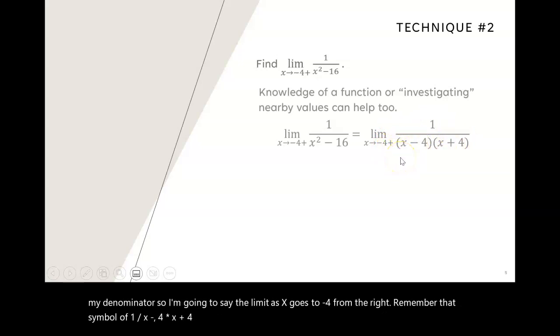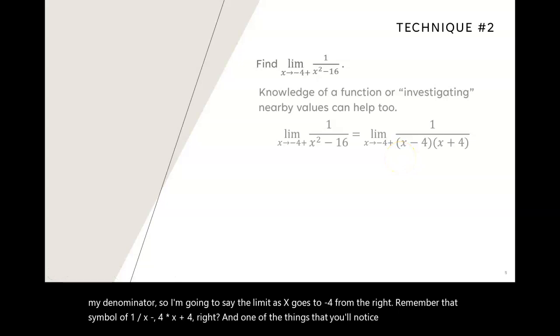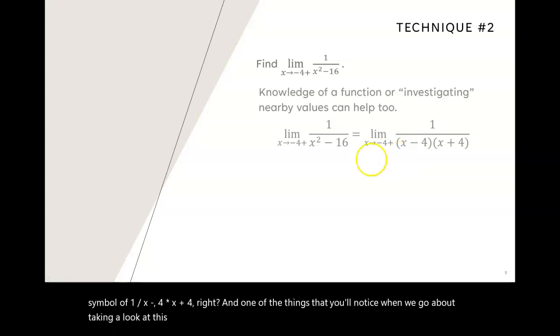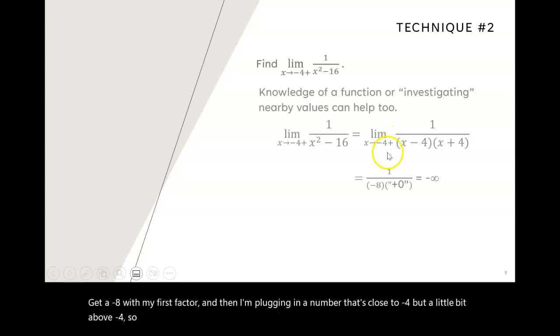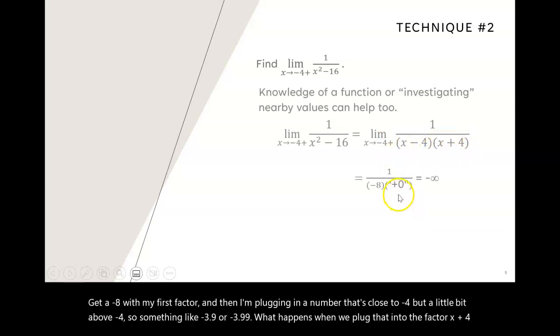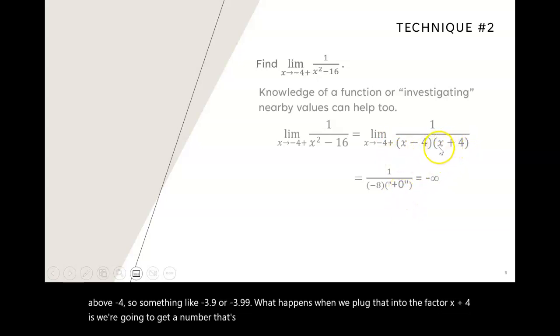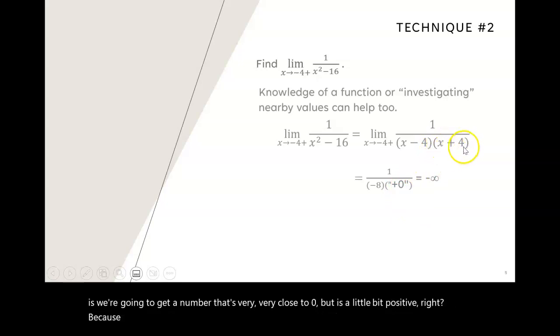One of the things that you'll notice is if I were to plug in -4 into my denominator, I get a -8 with my first factor, and then I'm plugging in a number that's close to -4, but a little bit above -4, something like -3.9 or -3.99. What happens when we plug that into the factor x plus 4 is we're going to get a number that's very, very close to 0, but is a little bit positive, because -3.9 is a little bit above -4.